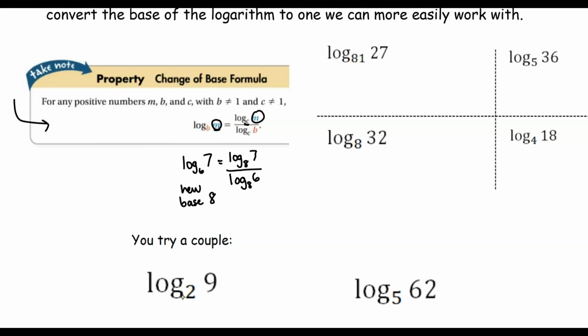Okay, so if I want, we'll do some of each. So the ones in this column will convert to a common log, and the ones in this column will convert to a natural log. So log base 81 of 27, if we want to convert that to a common logarithm, that would equal common log of my old output divided by common log of my old base.